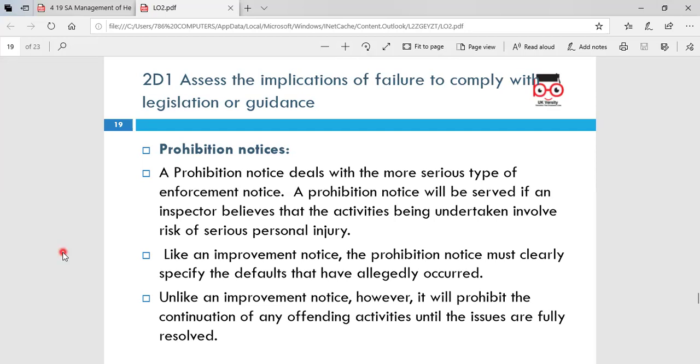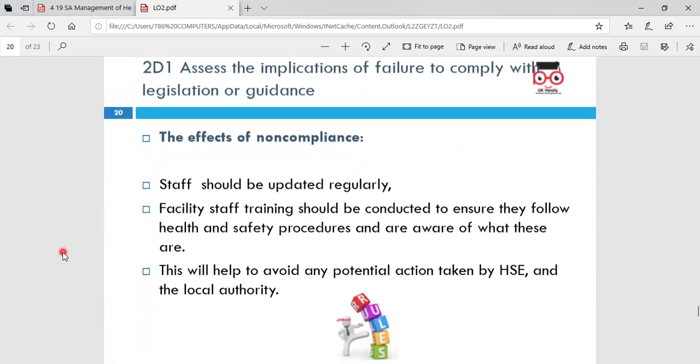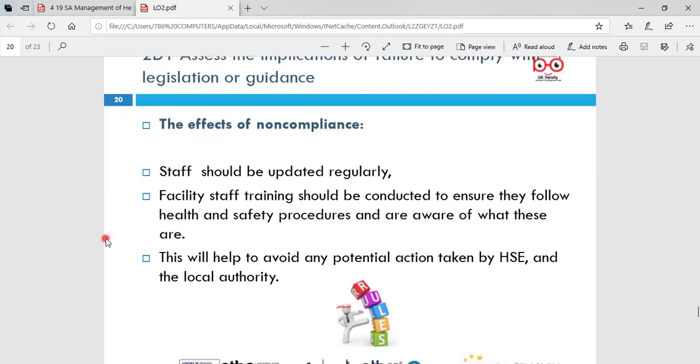So the improvement notice might give a leeway, and they might accept improved service, but the prohibition will lead to a stop of the services until the issues are completely resolved. So what are the impacts of non-compliance? Staff should be updated regularly. Facility staff training should be conducted to ensure they follow health and safety procedures and are aware of what these are. This will help to avoid any potential action taken by HSE and the local authority.